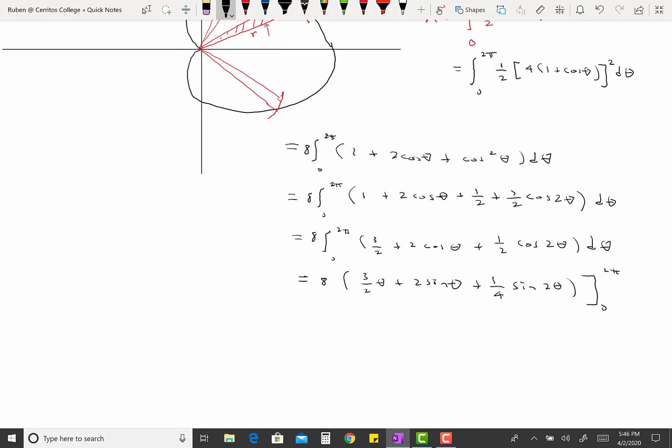What's kind of nice here is that at the lower limit of integration, none of the 3 terms in this antiderivative give us anything non-zero. All 3 terms give us 0. Theta is 0, sine of 0 is 0, and sine of 2 times 0 is 0. In fact, at the upper limit of integration, sine of theta and sine of 2 theta are both equal to 0. So the only non-zero contribution to this area is the 3/2 theta evaluated at the upper limit. So the area is 8 times 3/2 times 2 pi, and this gives us 24 pi square units. Square units, since we're looking at area.